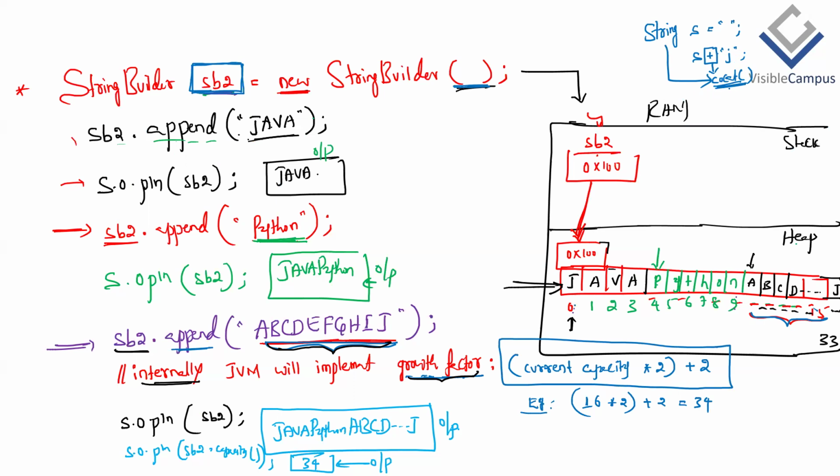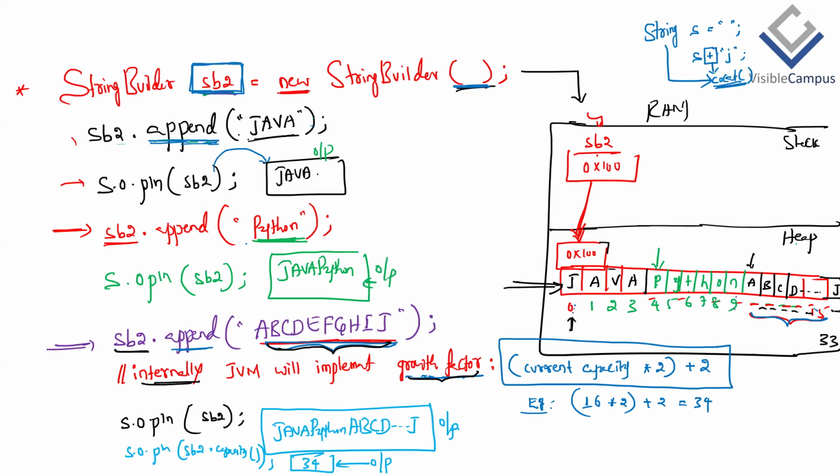But can we use the same concat for StringBuilder to modify? No. StringBuilder has a method called append, to add another string to the existing StringBuilder object. Concat will not work for StringBuilder. Append will not work for String. It's a difference. We have to remember this. Once we append this by using the append method, we get the output as Java.